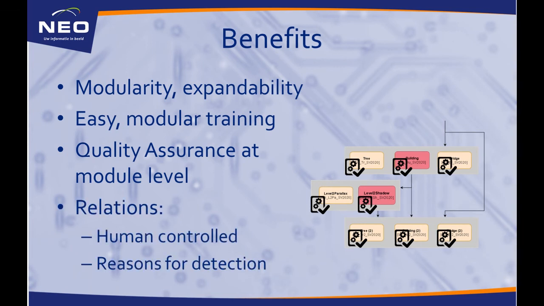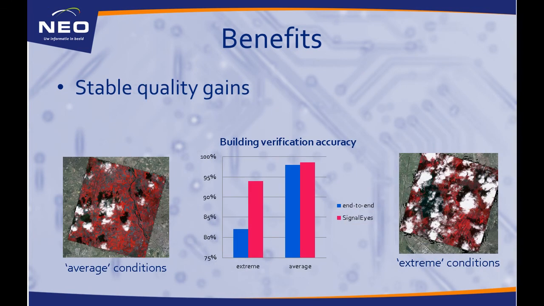Connections between modules are designed and controlled by humans. They are also used to identify the most probable reasons for the detected change. Finally, we see some stable gains in the achieved quality, especially in more extreme conditions.